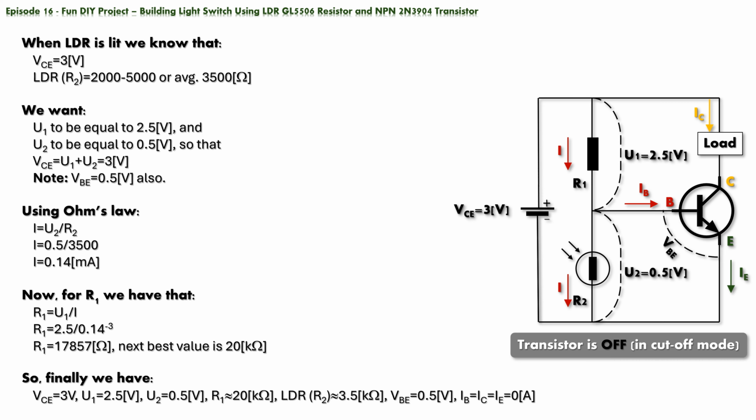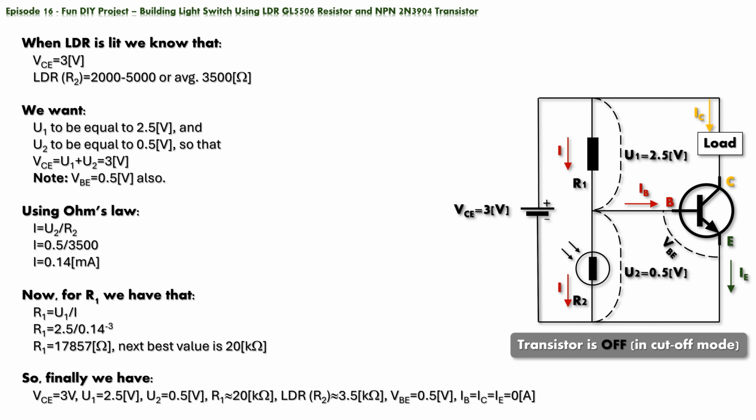Let's put all the known variables on the screen. We know that VCE equals 3 volts. When lit, the resistance of the LDR is between 2 and 5 kiloohms, so we will take the average, and say that R2 equals 3.5 kiloohms. We want the voltage drop across R2 to be 0.5 volts, and across R1 to be 2.5 volts.